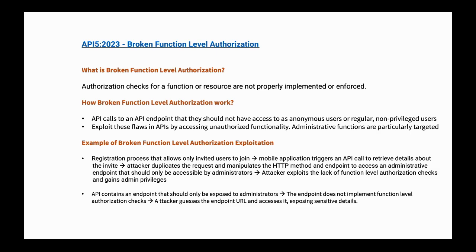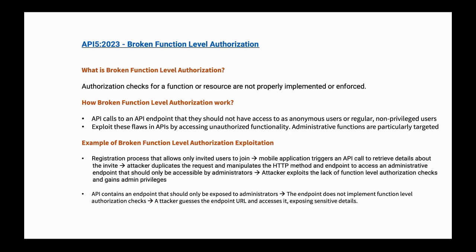Now here an attacker duplicates this request after capturing the original request in the application, and then manipulates the HTTP method and endpoint to access an administrative endpoint that should only be accessible by administrators. Now at this point, if the attacker is able to figure this out, the attacker can exploit the lack of function level authorization checks and gain admin privileges, then create an admin account and gain full access to the system.